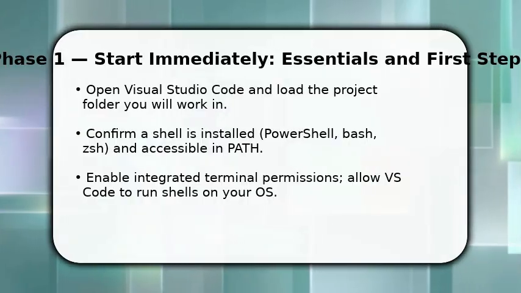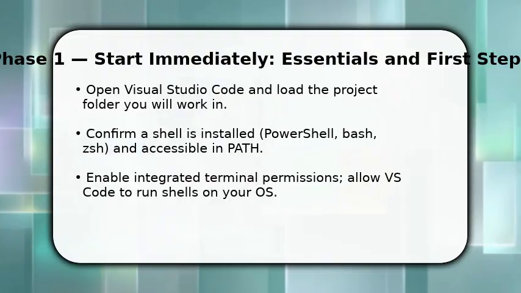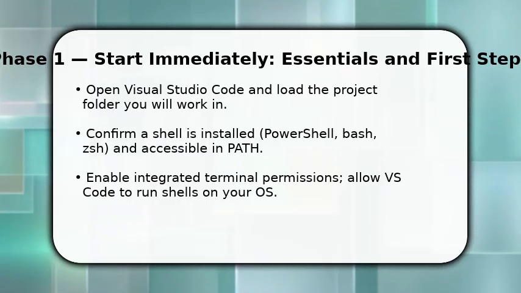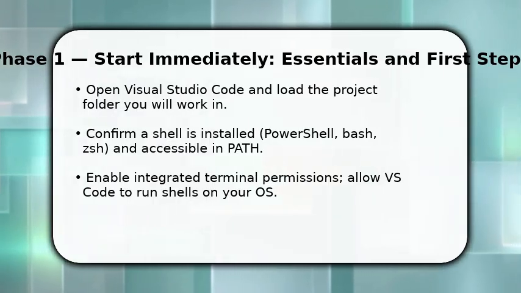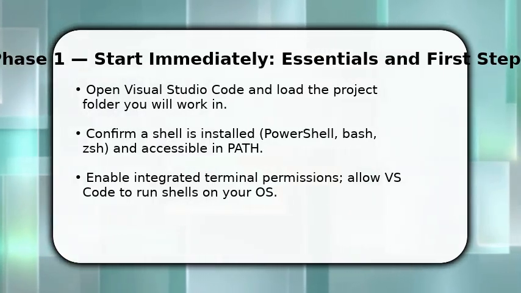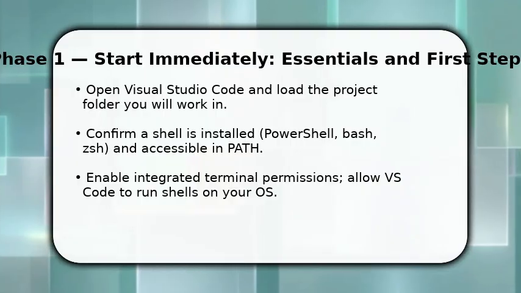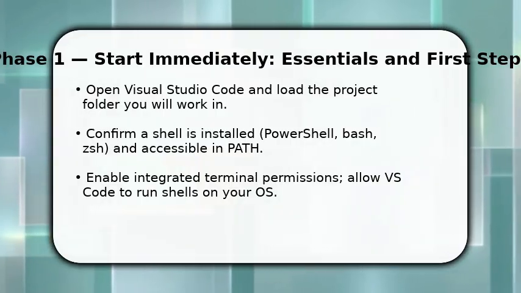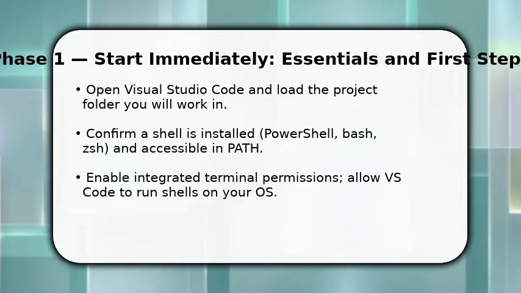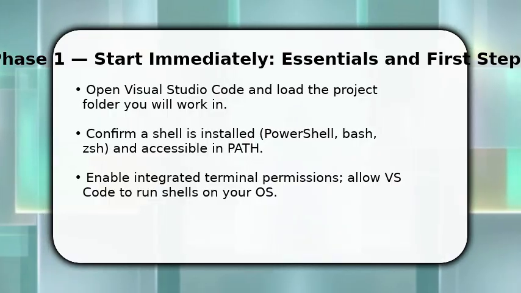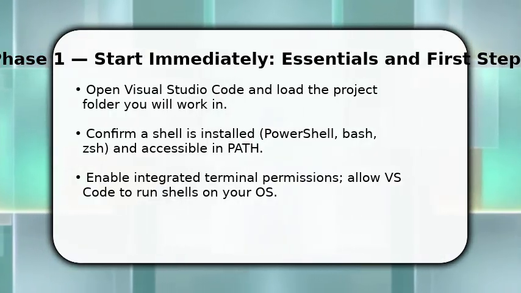You start by opening the exact project folder you intend to use. This sets the working directory for the terminal. Once done, make sure a shell like PowerShell or Bash is installed and on your path so VSCode can find it. Then grant any necessary permissions so VSCode can spawn processes. This first step avoids errors later, and it establishes why the integrated terminal will open in the correct folder and use the shell you expect.